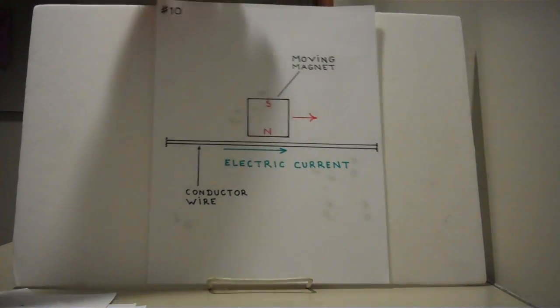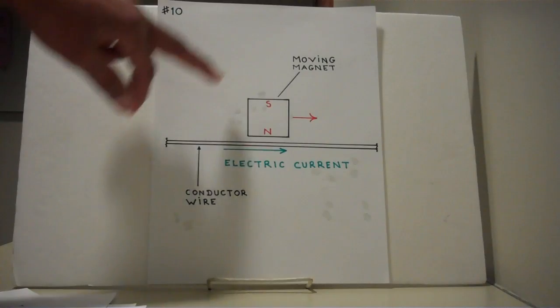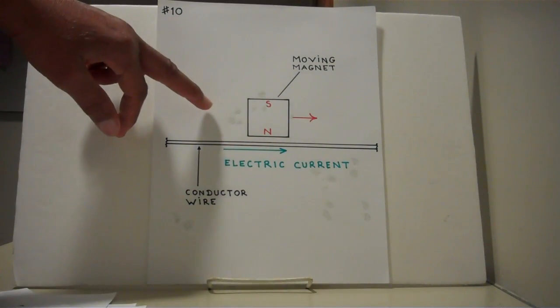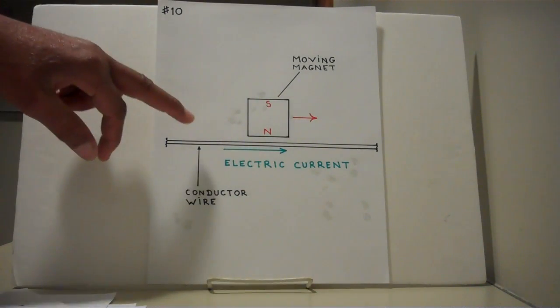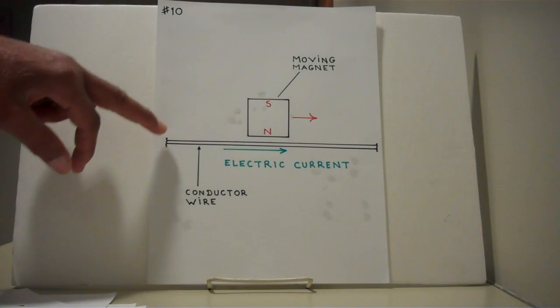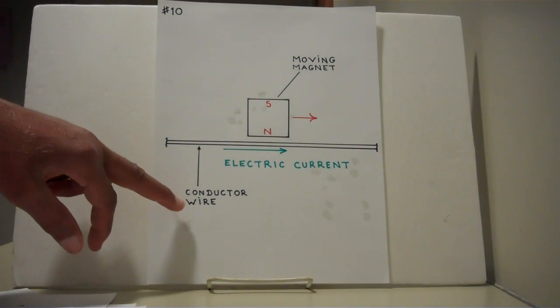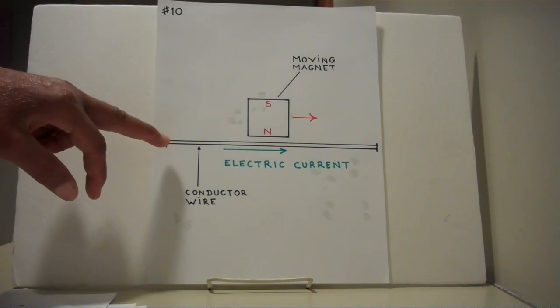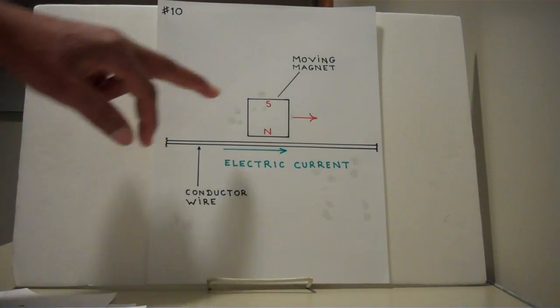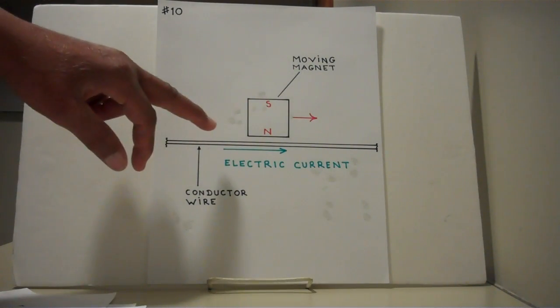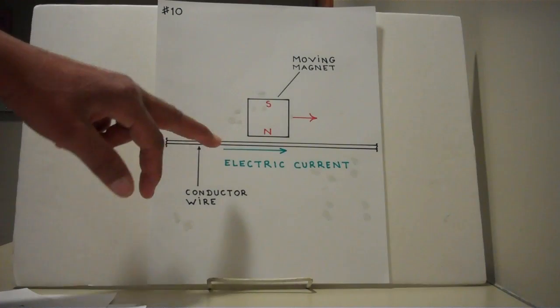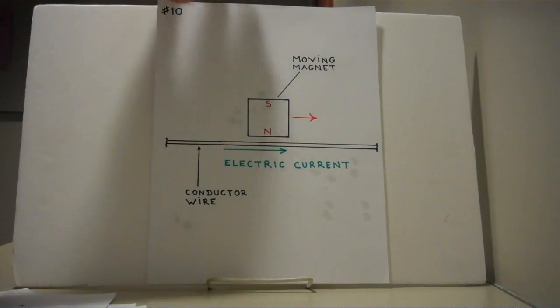Number 10. When you take a moving magnet, such as this arrow, moving in that direction, and it is near and over an electrical conducting wire, and the conducting wire is stationary, the field of the magnet will reorient the electrons and produce an electric current.